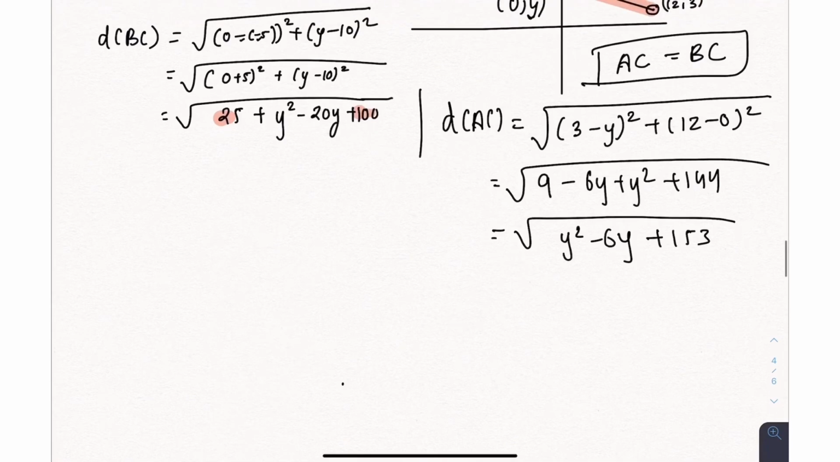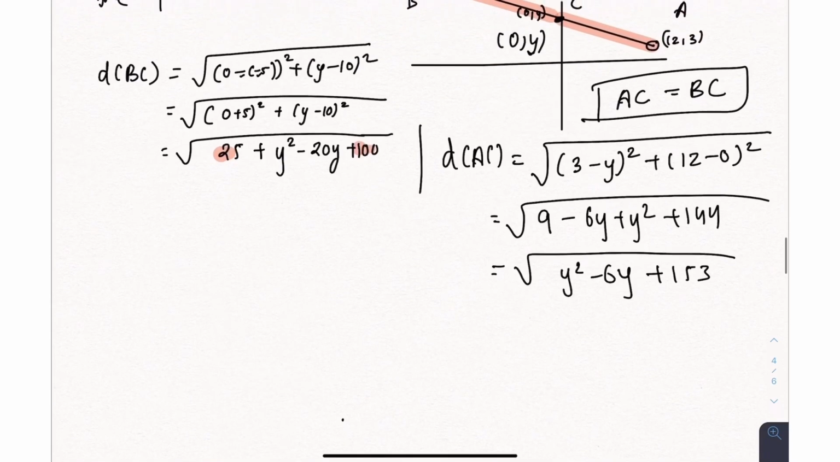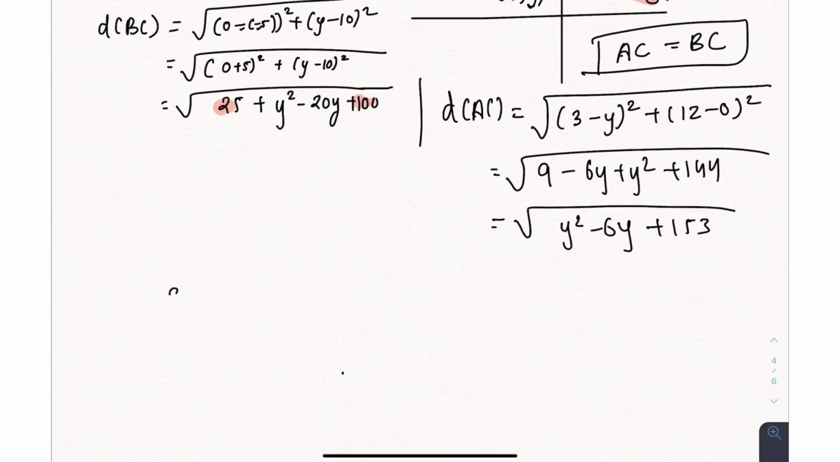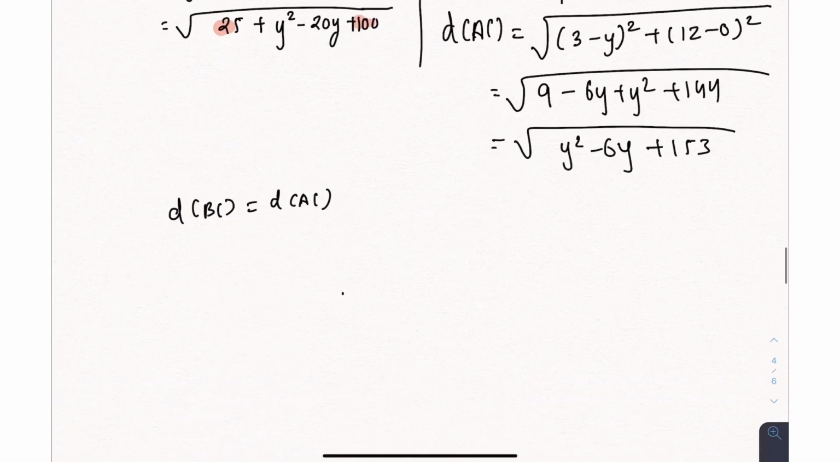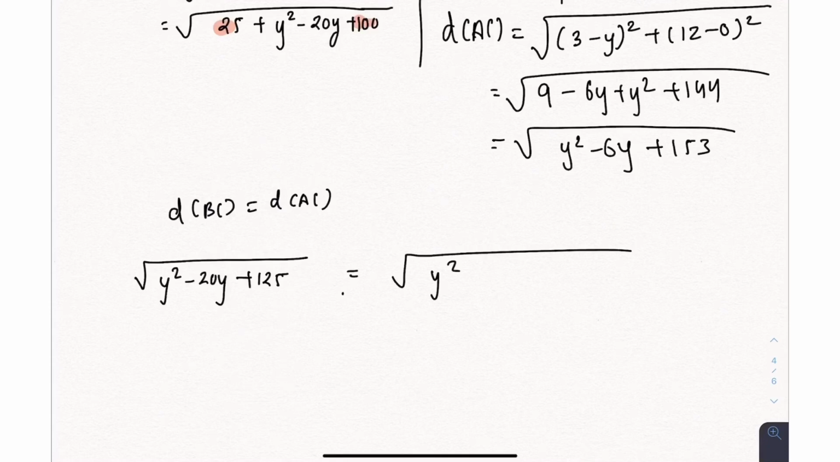Now we know that the point on the y-axis is equidistant to the 2 points, that is (12, 3) and (-5, 10). This means they are at equal distance, their lengths are equal. So what we are going to do is equate them. Distance of BC is equal to distance AC. Since we have the equations ready, root of y square minus 20y plus 125 is equal to root of y square minus 6y plus 153.